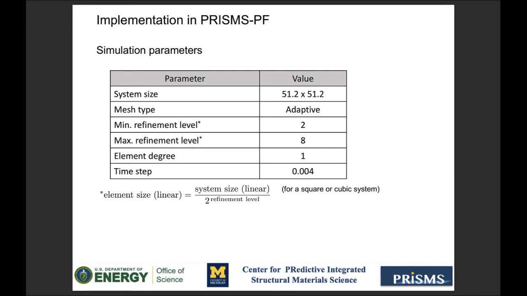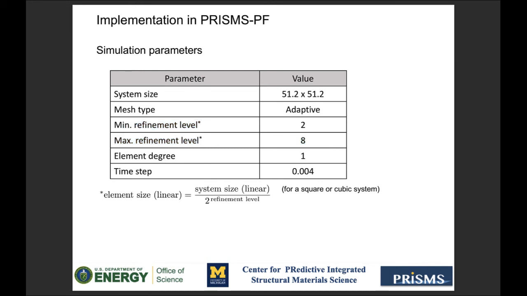And now this is the last slide before we go into the interactive part. I'm just showing the simulation parameters: system size, mesh type, the range of refinement, the element degree, and time step. Just a little information about these 2 parameters. The minimum refinement level sets the coarsest mesh in the system, and the maximum sets the finest mesh, which is usually needed at the interfaces.